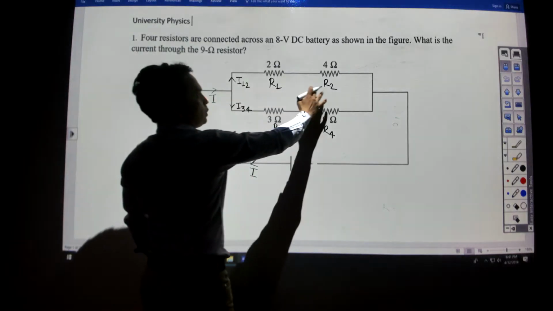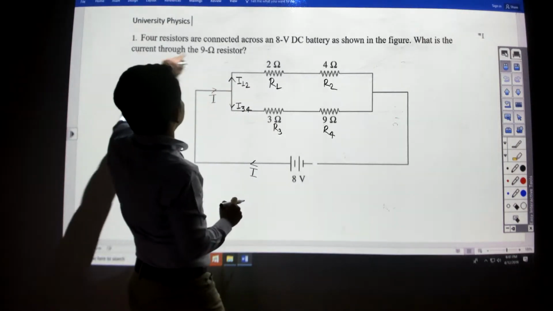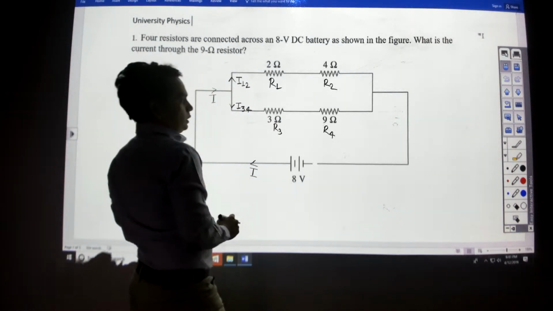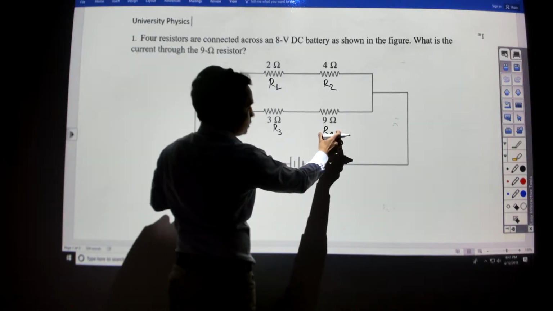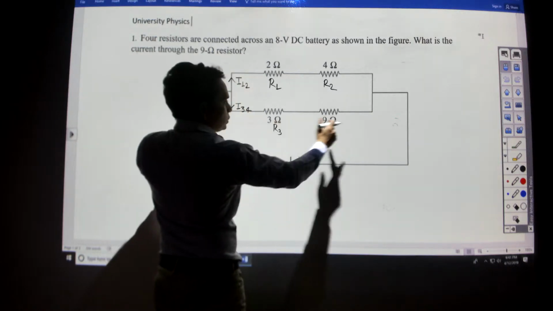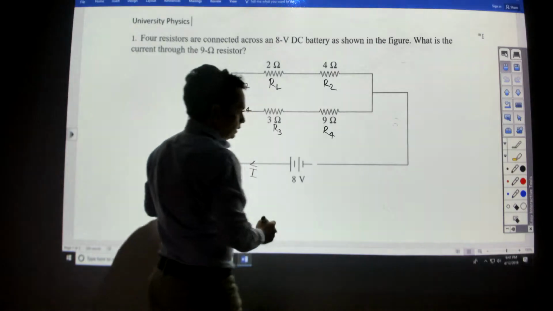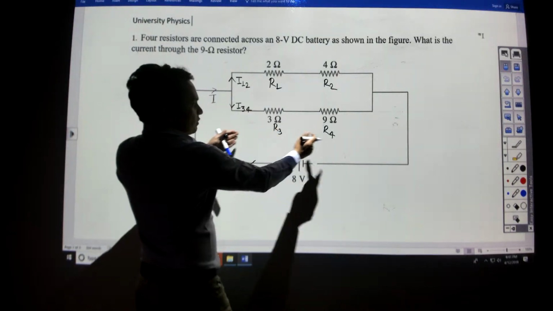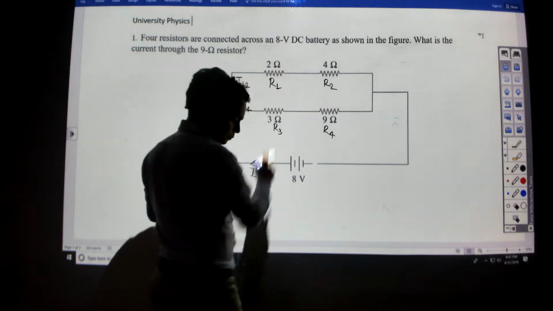Now let's find out what is the combined resistance. It is just asking you about the current through the 9 ohm resistor. So in order to find the current through this one, what I need to know is the current passing through this component here. So first let's find out the combined resistance of these two resistors.